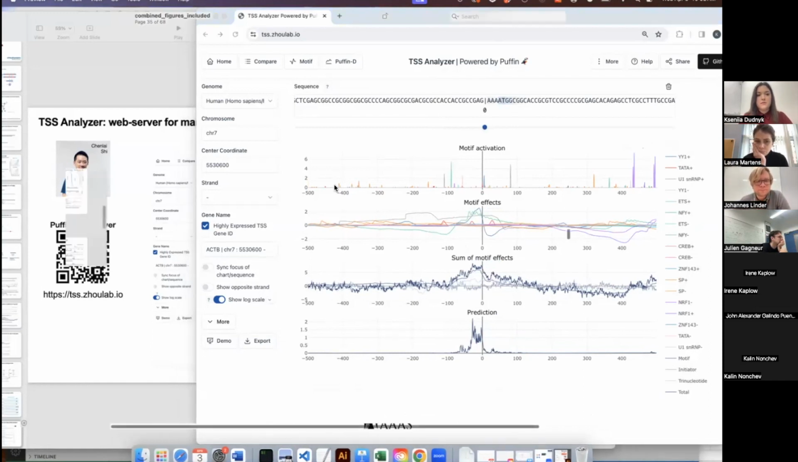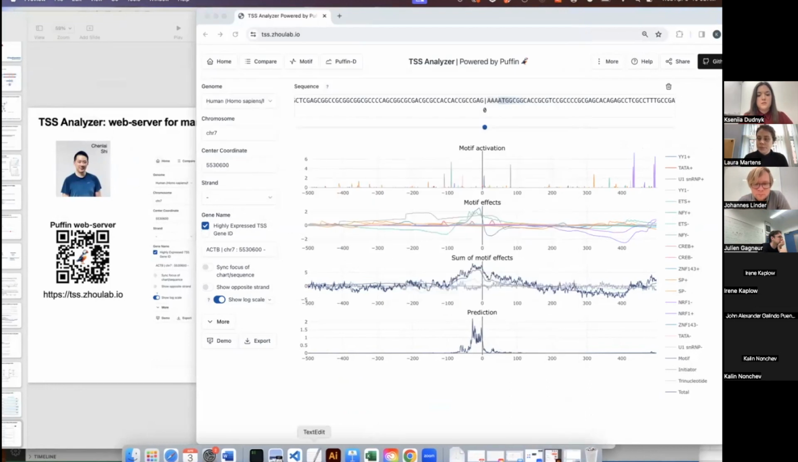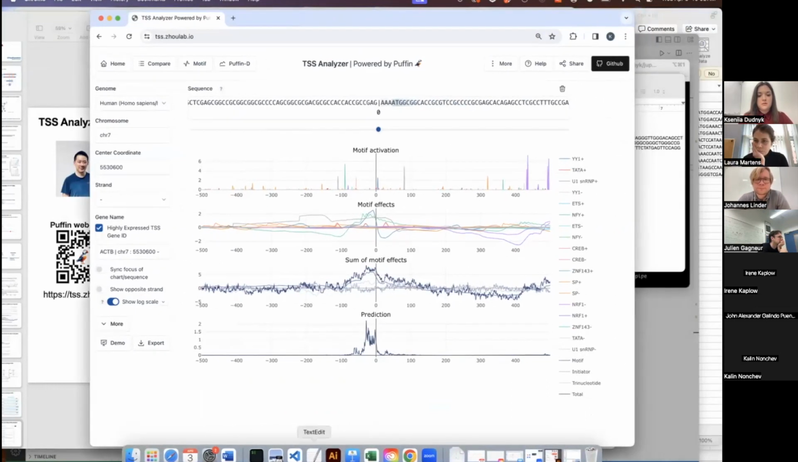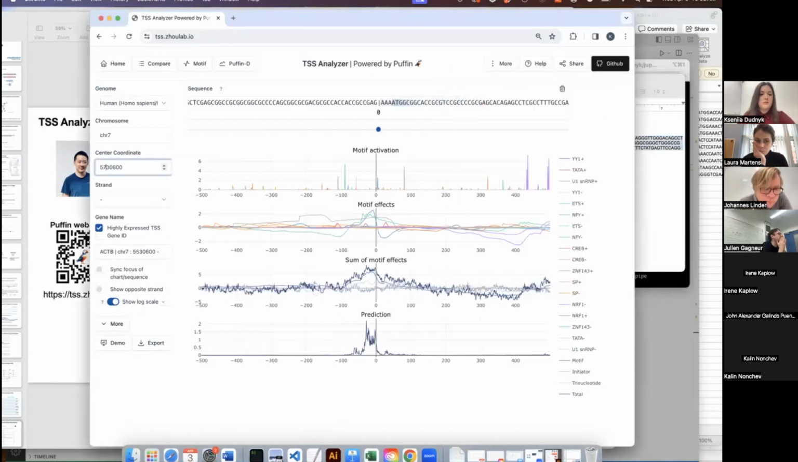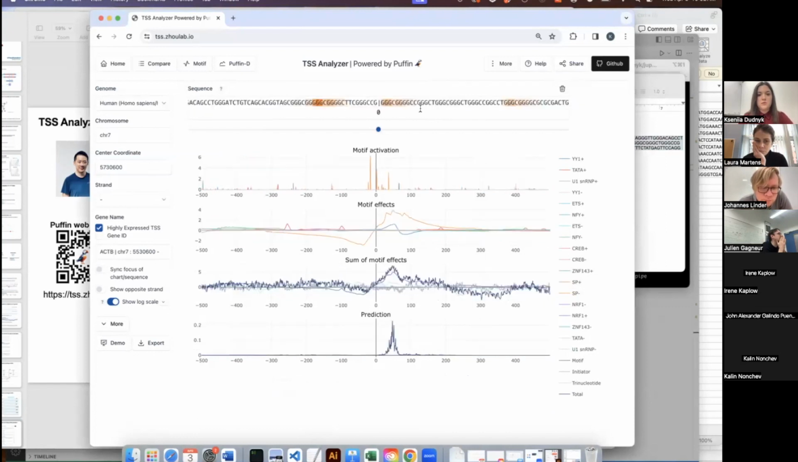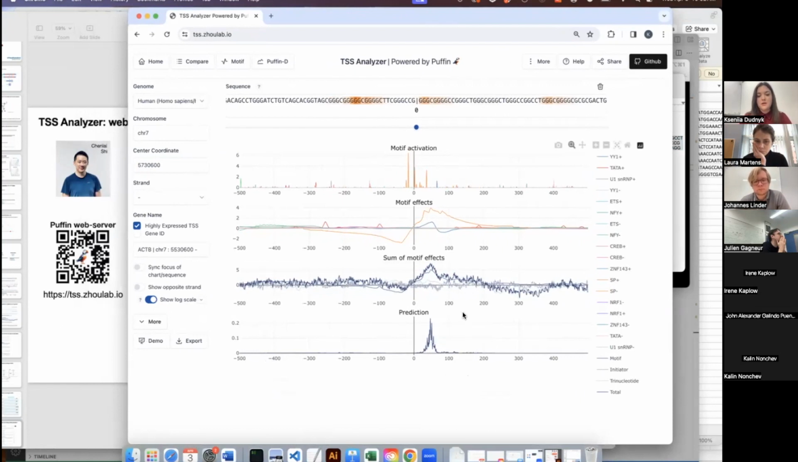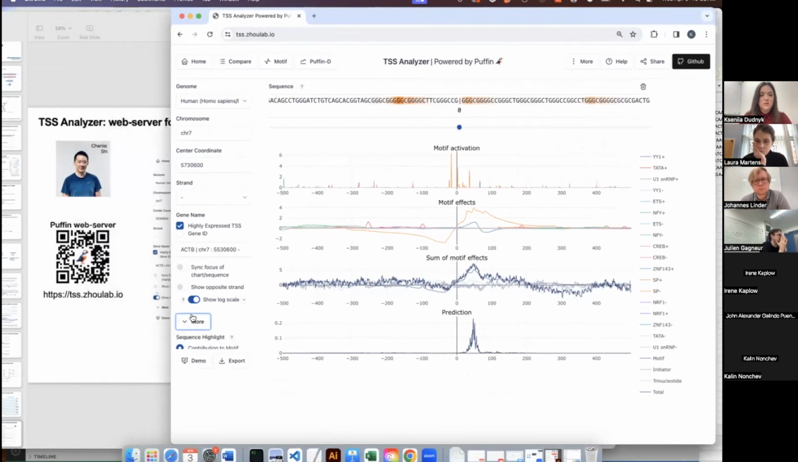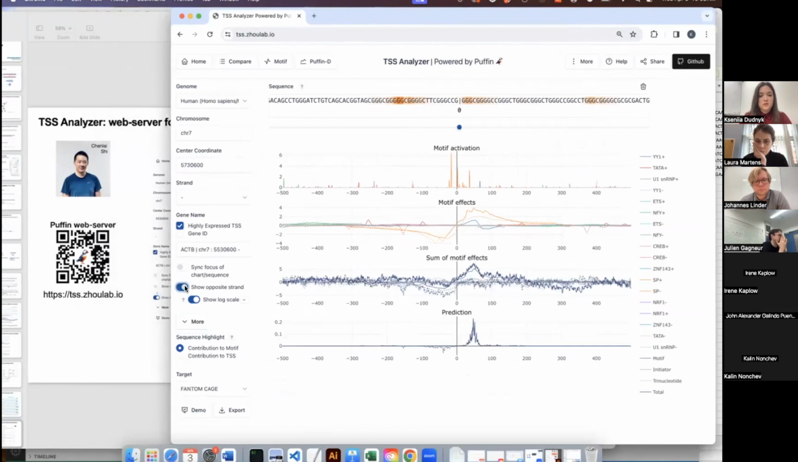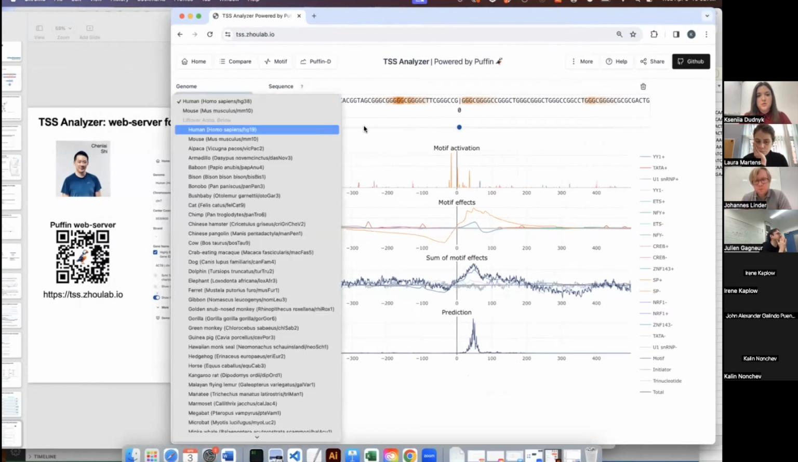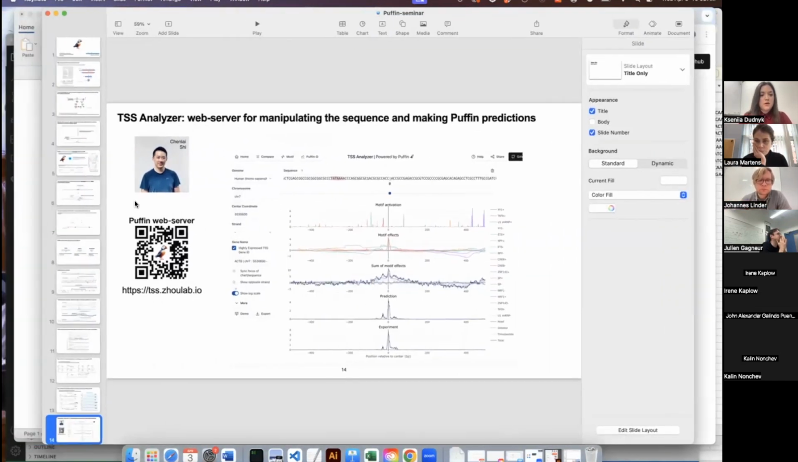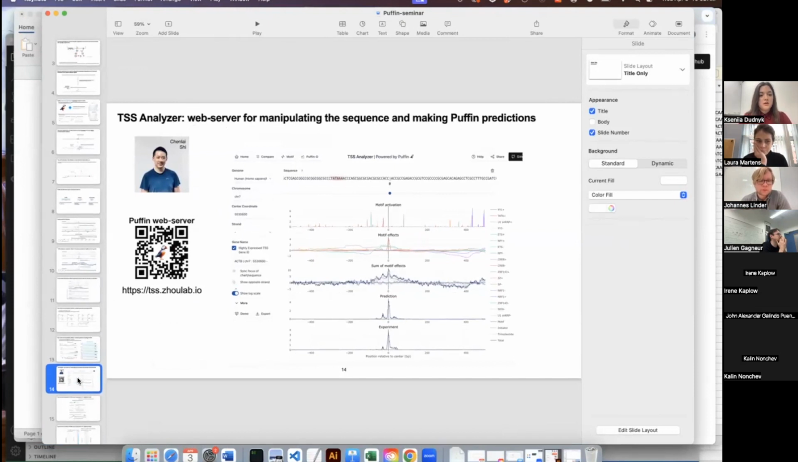Yeah, and sorry, you can replace this signal with a completely new sequence, and you can see which motifs were identified in the sequence and what the Puffin prediction is. And there are more features, like you can see the opposite strands, you can see other experimental technique predictions and other species. So I think that's everything I had about the Puffin design.